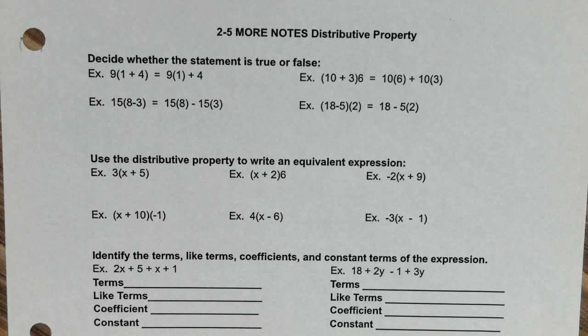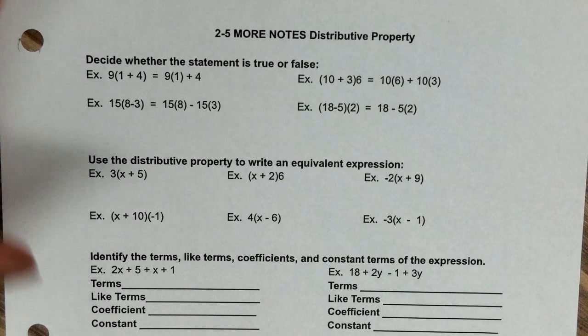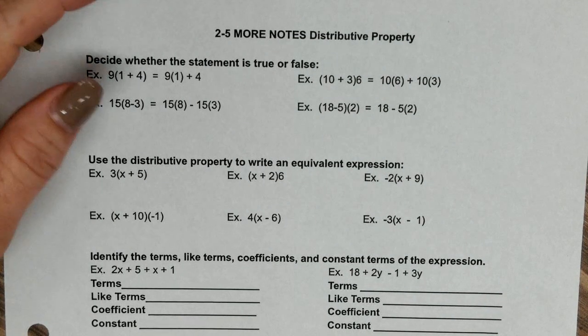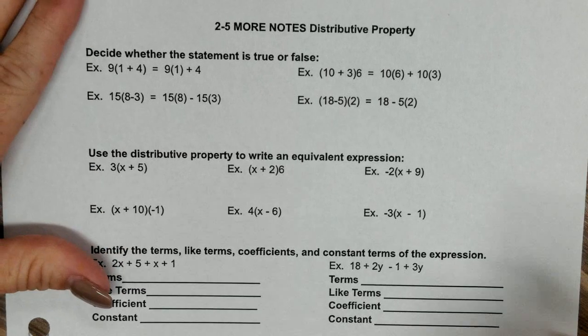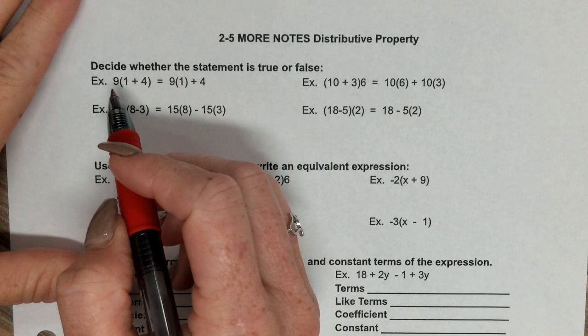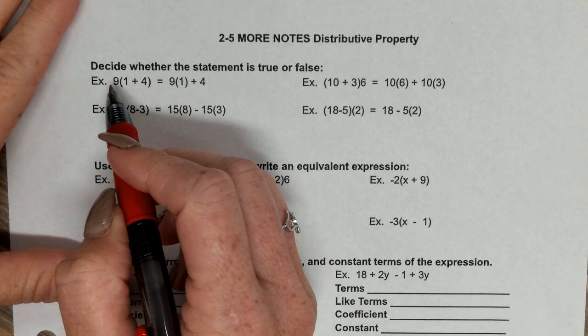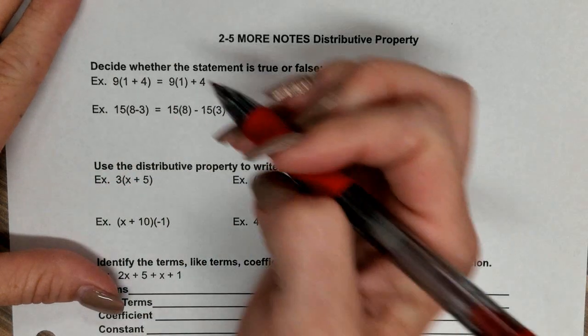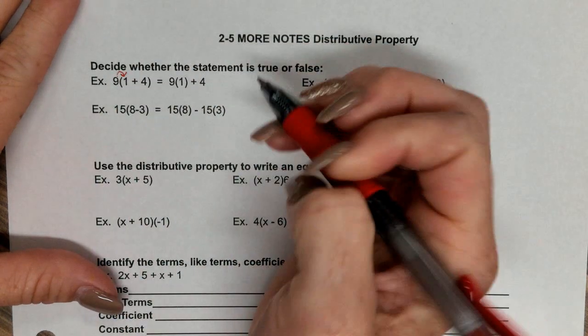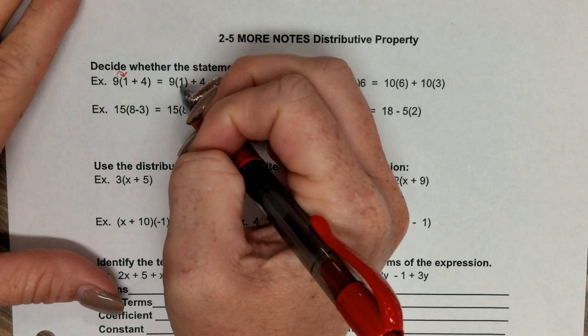Today we're going to go over distributive property again. So at the top, we're just going to decide if the person who set this up set it up correctly. Distributive property means to distribute what's on the outside to everything in parentheses. So this 9 should have been distributed to the 1. Did they do that? Yes.